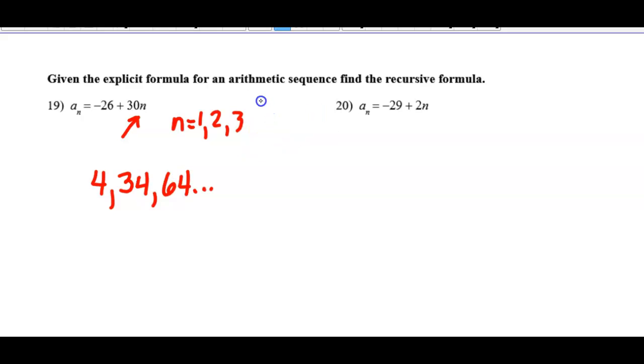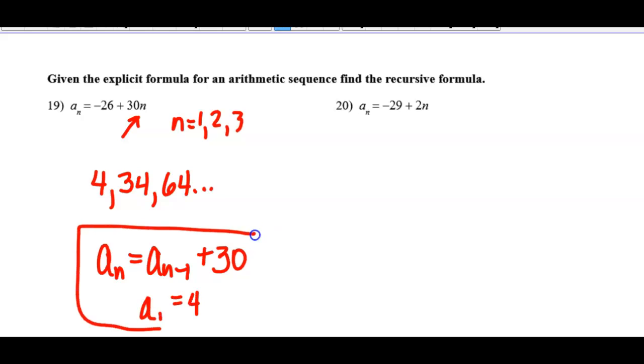All right, now it says find the recursive term. So you can tell me every term is the previous term plus 30, where the first term was 4. Okay, actually going to let you guys do 20.